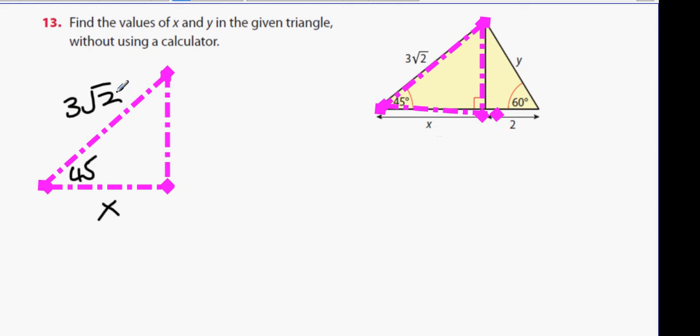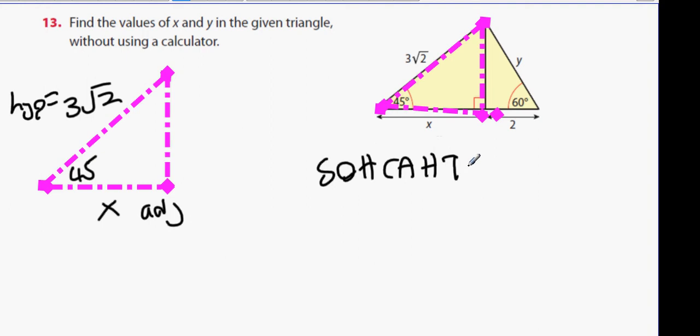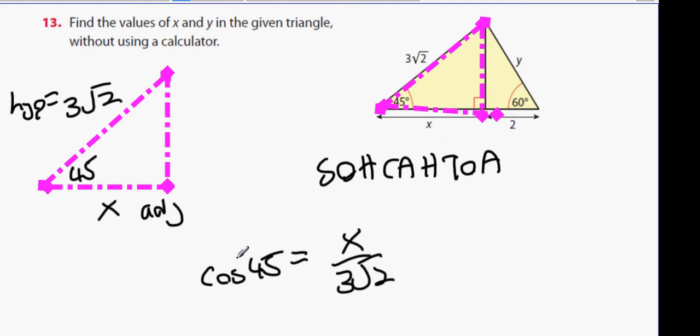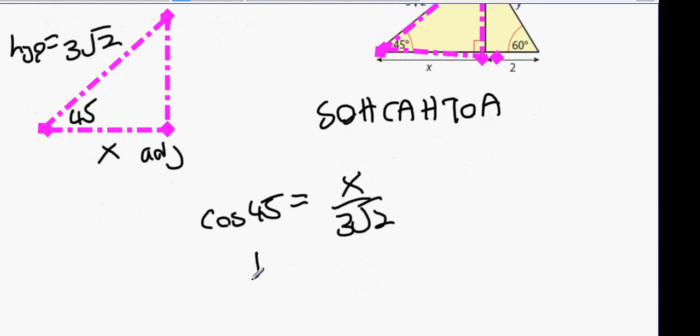Now guys, what 2 values do I have here? What 2 sides do I have? I want to know the adjacent, and I have the hypotenuse. Adjacent and hypotenuse means which function? Cos. Cos 45 equals adjacent divided by hypotenuse, which is going to be x over 3 root 2. Find out what cos 45 is using your tables. It's 1 over root 2.